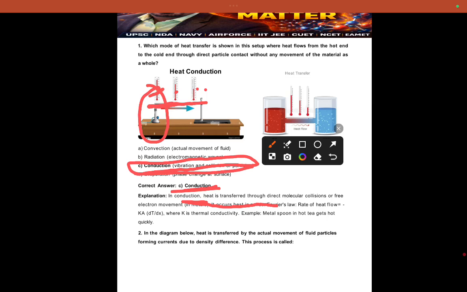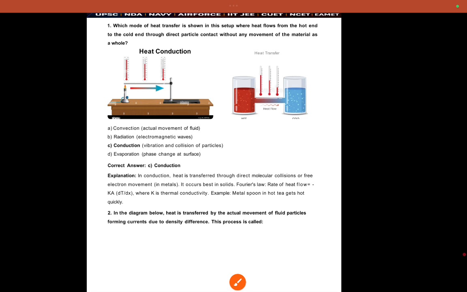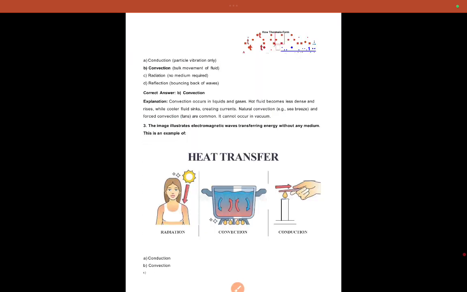This process is called what? Here the question is given about the fluid. A. Conduction, B. Convection, C. Radiation, D. Reflection. As we just discussed, fluid means the answer is convection. Convection is a procedure where heat is transferred in fluids. Convection occurs in liquids and gases, which are known as fluids.